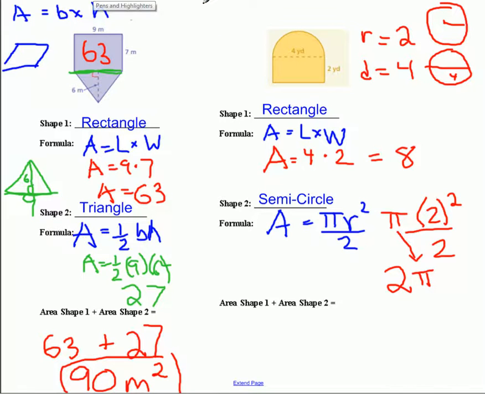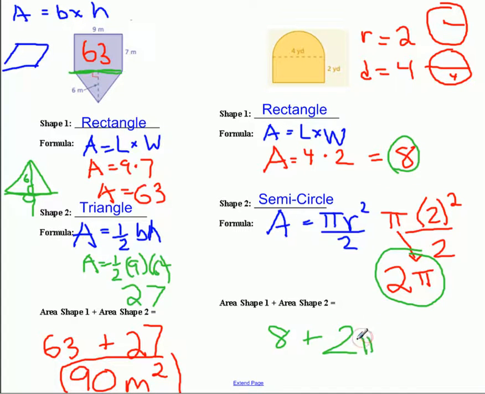Okay? Final answer is the total area. And this is really easy. I just have to add the two pieces together. So here's my first area. Here's my second area. And do not tell me it's 10 pi. These are not like terms.